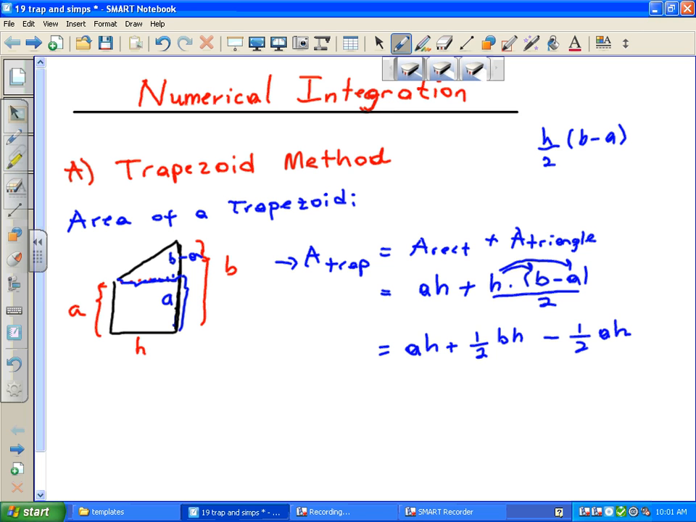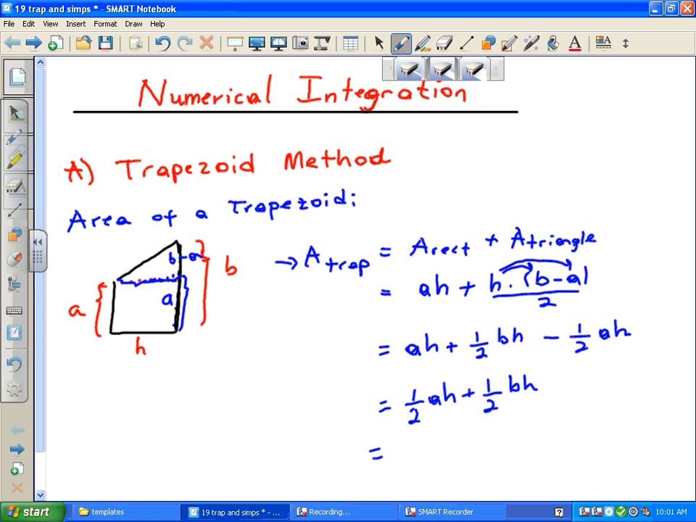Okay. And can you simplify this a little bit? Because here we have AH, right? And then at the end, minus 1/2 times AH. So what is remaining then? If you take half of that quantity away, you're going to be left with 1/2 A times H plus 1/2 B times H.